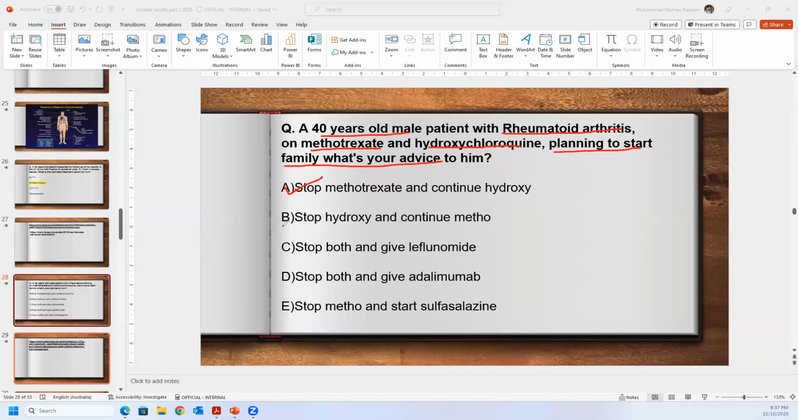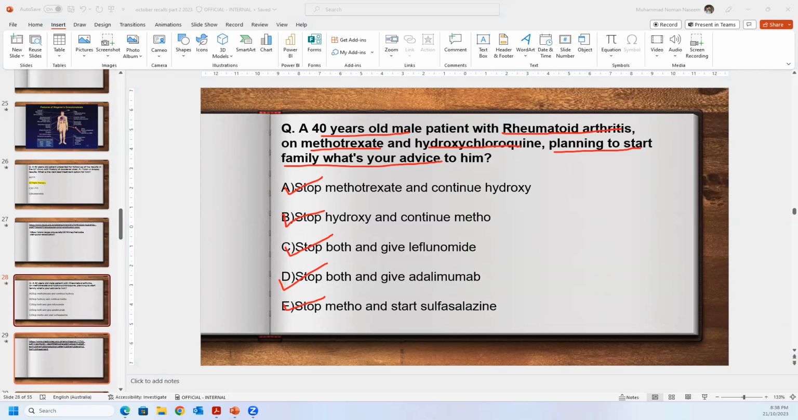Stop methotrexate, continue hydroxychloroquine. Stop hydroxychloroquine and continue methotrexate. Stop both and give leflunomide. Stop both and give adalimumab. Stop methotrexate and start sulfasalazine.